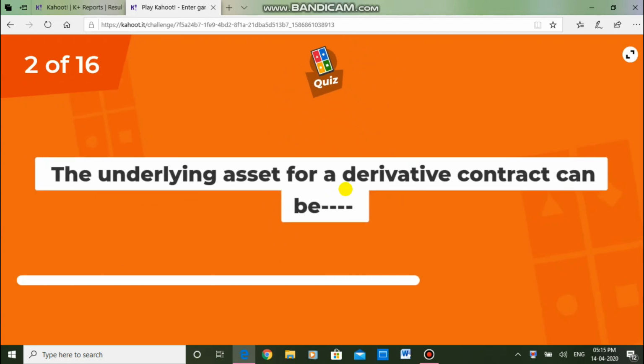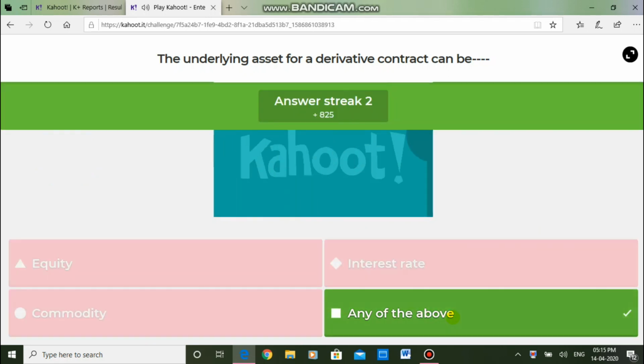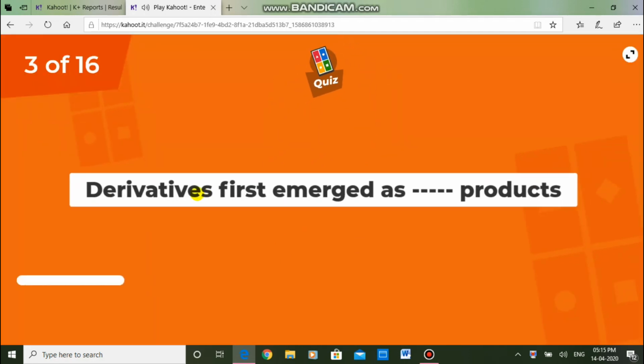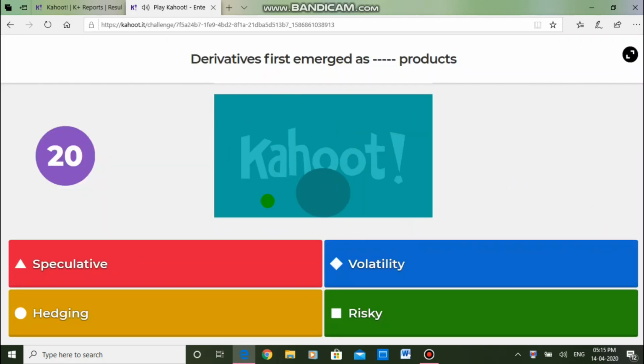The underlying asset for a derivative contract can be equity, commodity, interest rate, all of the above. The correct answer is all of the above. Derivatives first emerged as dash products: speculative, hedging, volatility, risky. Hedging.